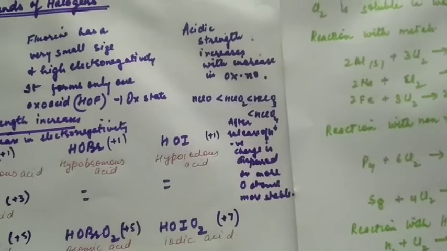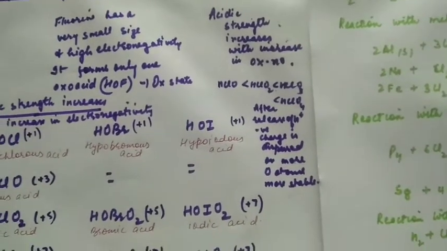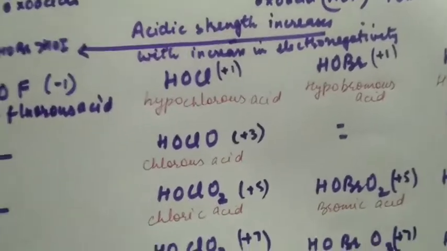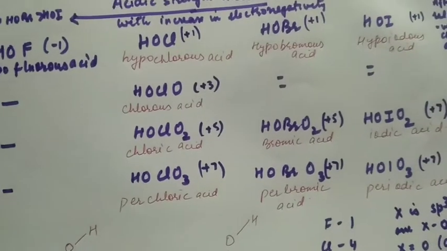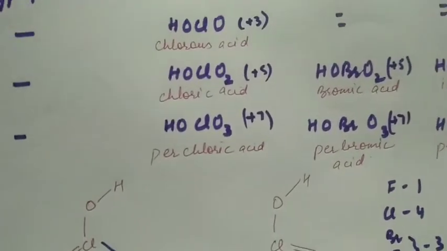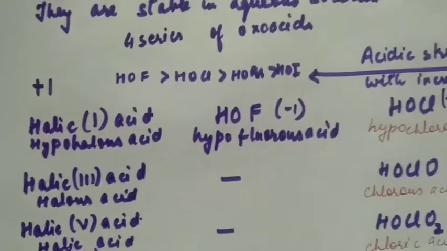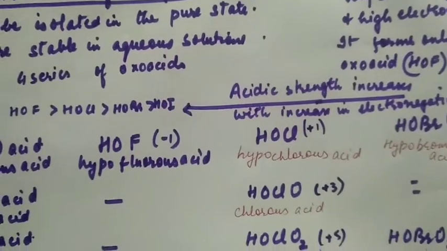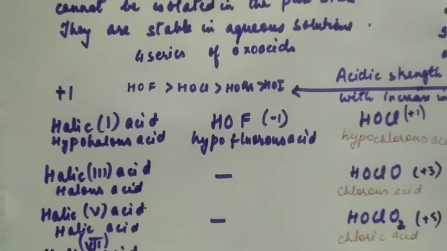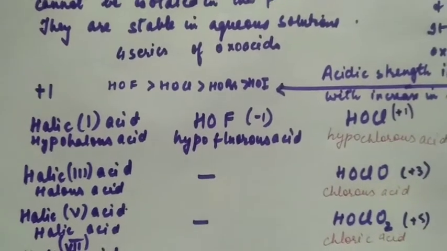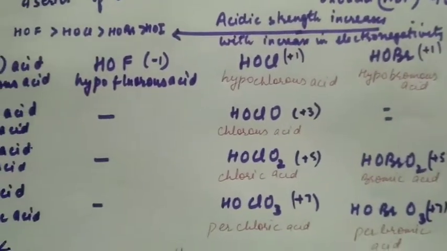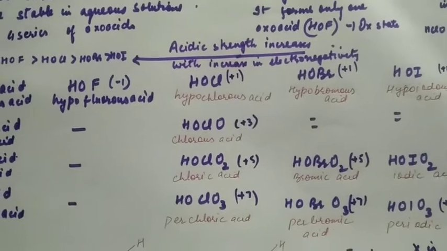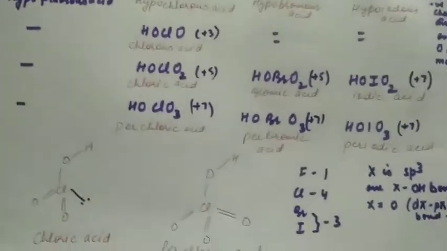Acidic strength increases with increase in oxidation number. So for a particular halogen, the perchloric acid will be the strongest acid, whereas hypochlorous acid will be less strong. And if we move down the group, acidic strength increases with increase in electronegativity. So hypofluorous acid is the strongest acid and hypoiodous acid is the weakest acid. So down the group, the acidic strength decreases because electronegativity decreases.